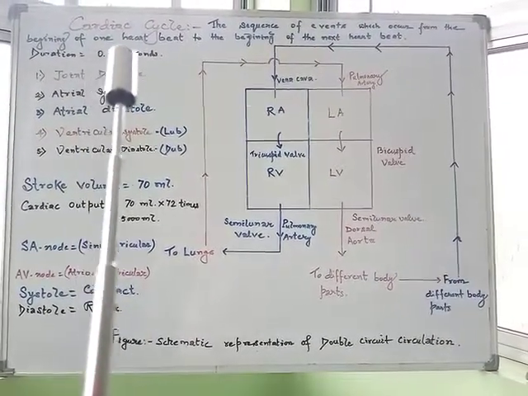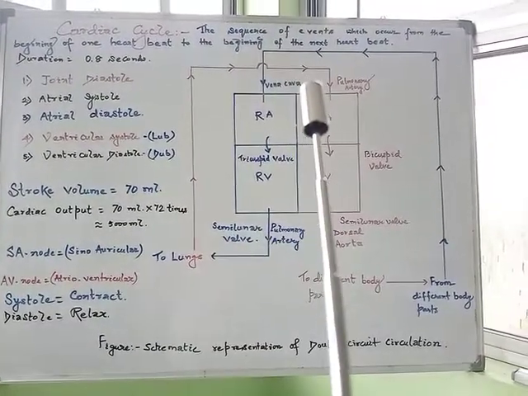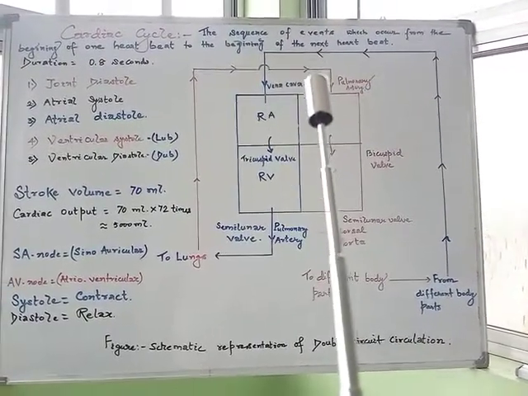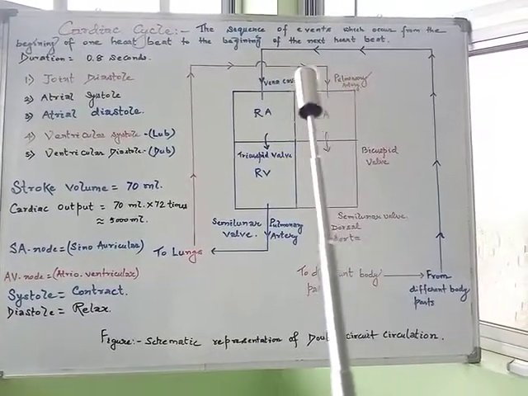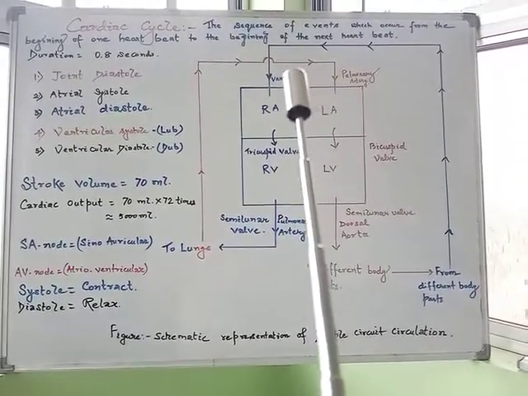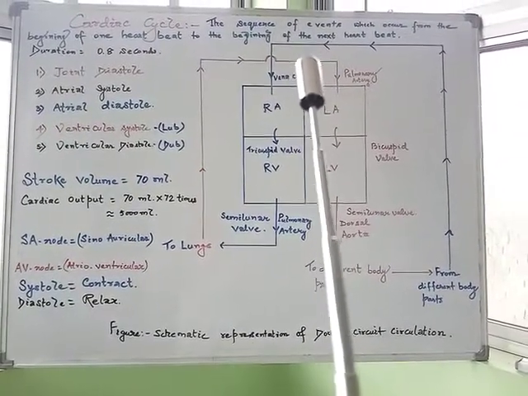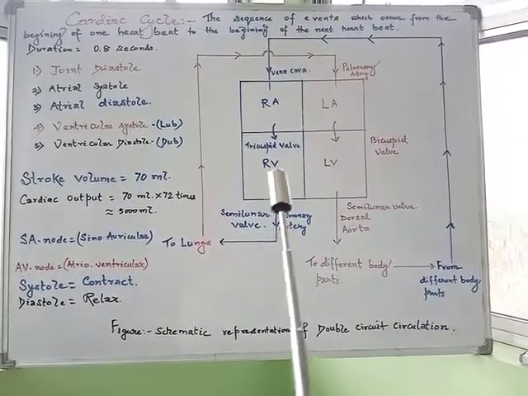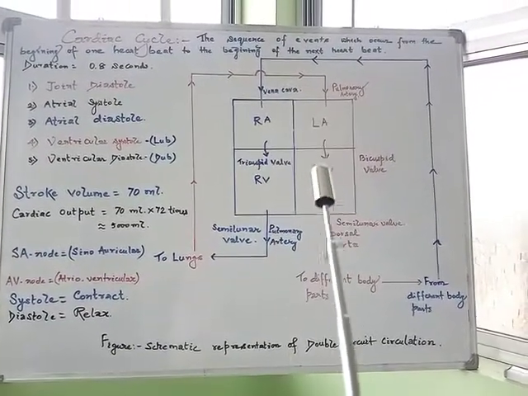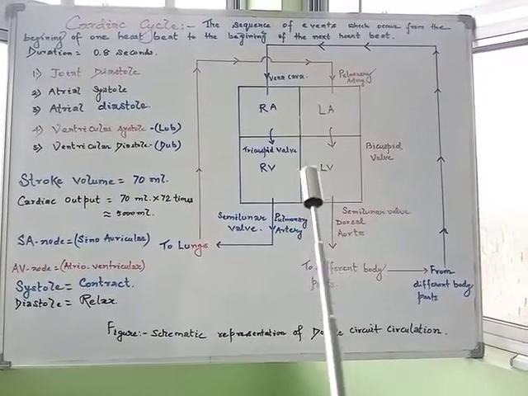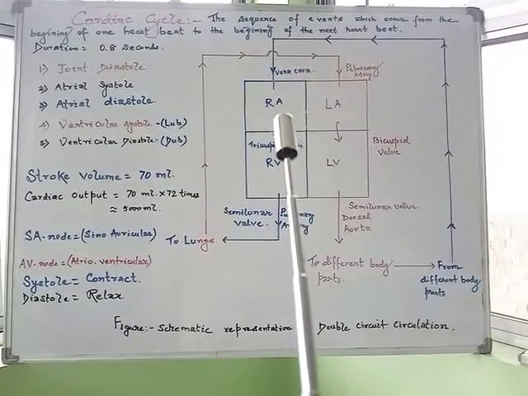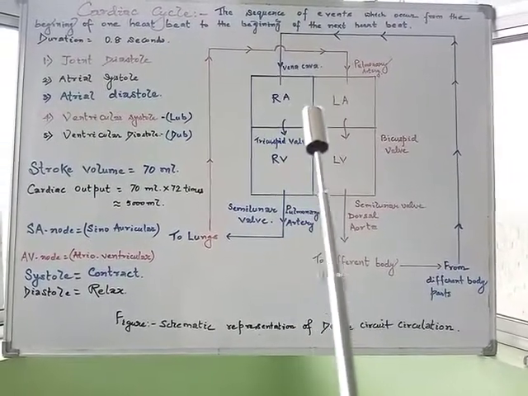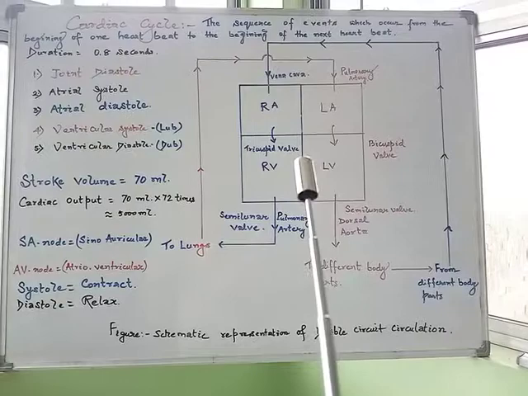The cardiac cycle refers to the sequence of events which occurs from the beginning of one heartbeat to the beginning of the next heartbeat. Or we may simply say that it consists of one contraction and one relaxation of each of the heart chambers. We discussed that the heart is made up of four chambers, so the cardiac cycle consists of both the contraction and relaxation of all the atria and ventricles.